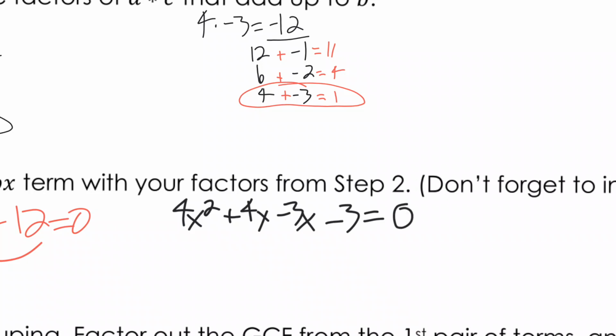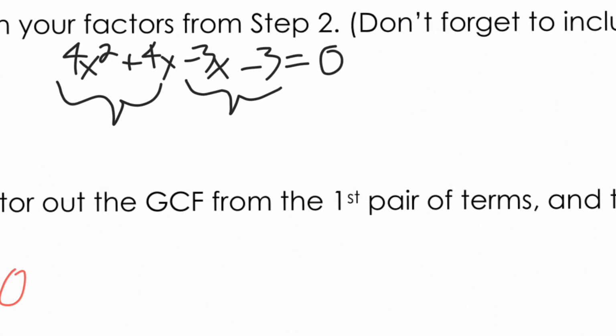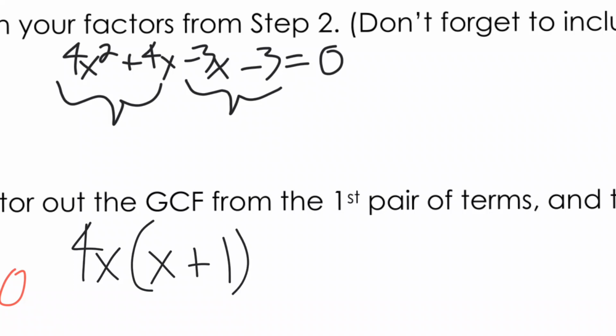And now I move on to the next step, which is factor by grouping. Look at the first pair of terms and the second pair of terms. So the greatest common factor between 4x squared plus 4x is 4x. They're both divisible by 4x. That's going to give me 4x squared divided by 4x is x. 4x divided by 4x is 1.